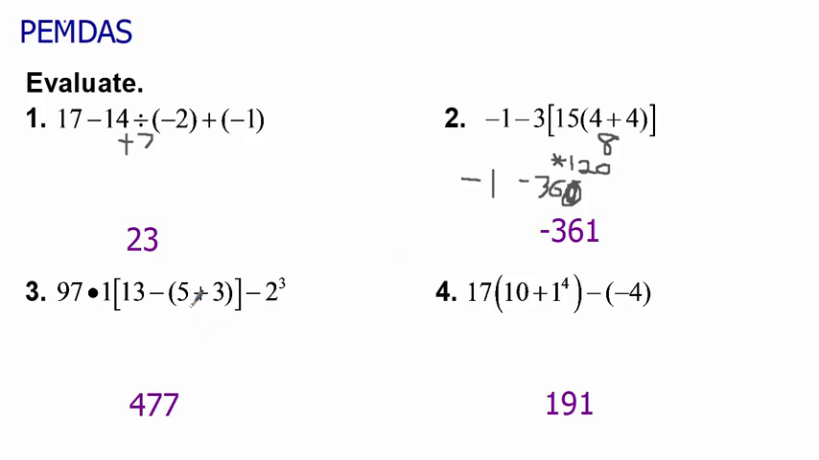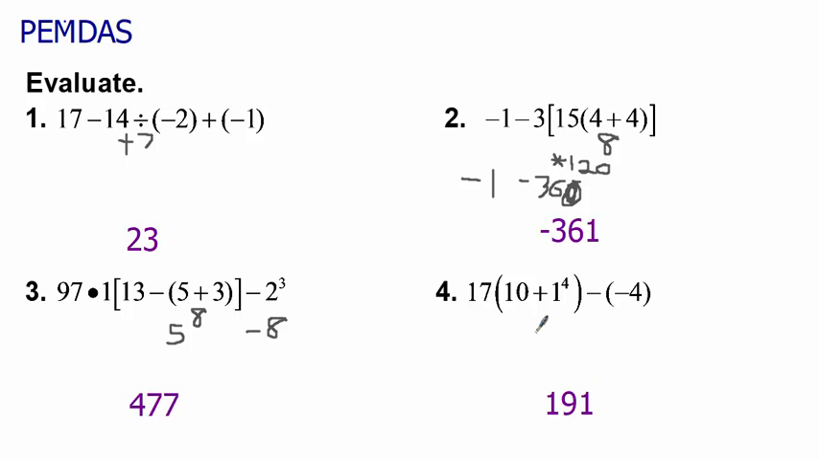Here I do have parentheses and brackets. I'm going to do the parentheses inside first. Then I do the bracket. 13 minus 8 is 5. I do have an exponent out here, so I'm going to go ahead and do that. Then I'm going to do from left to right, all multiplication and division. So 97 times 1 times 5 is going to get me 485. Then I'm going to subtract 8 from that, and I get 477.